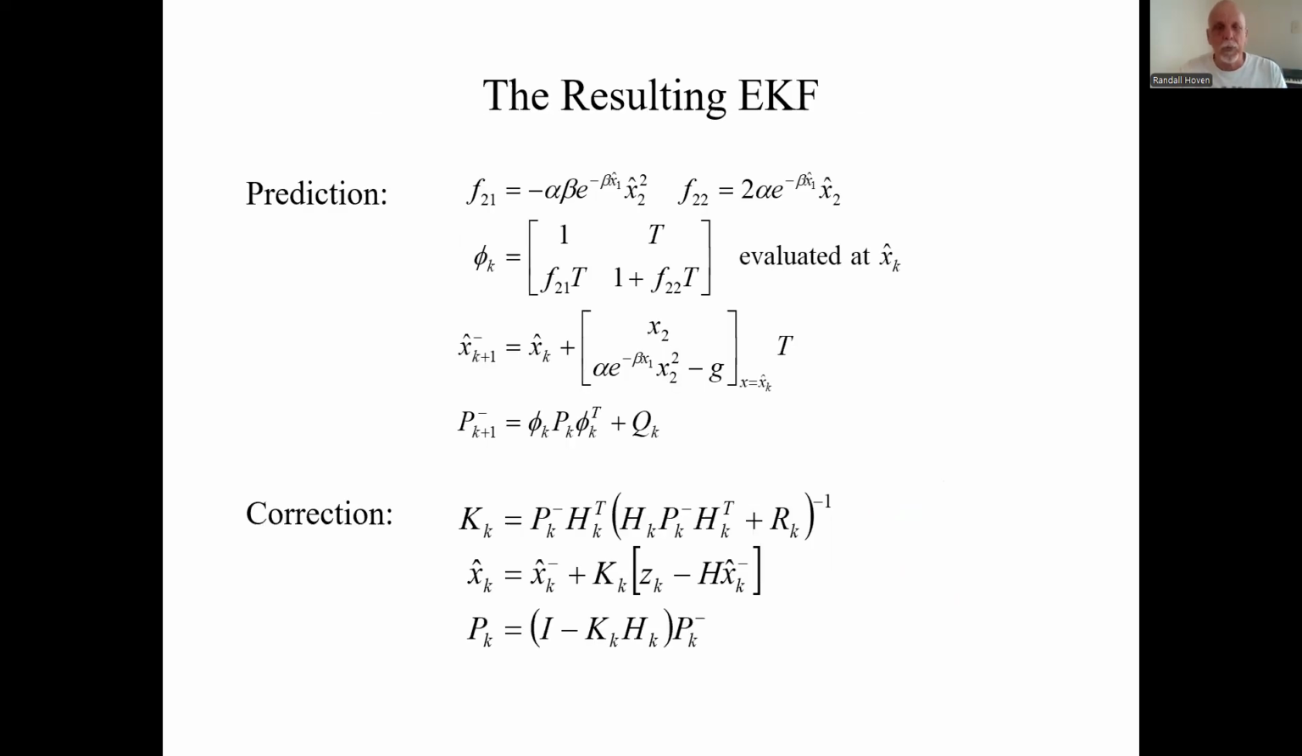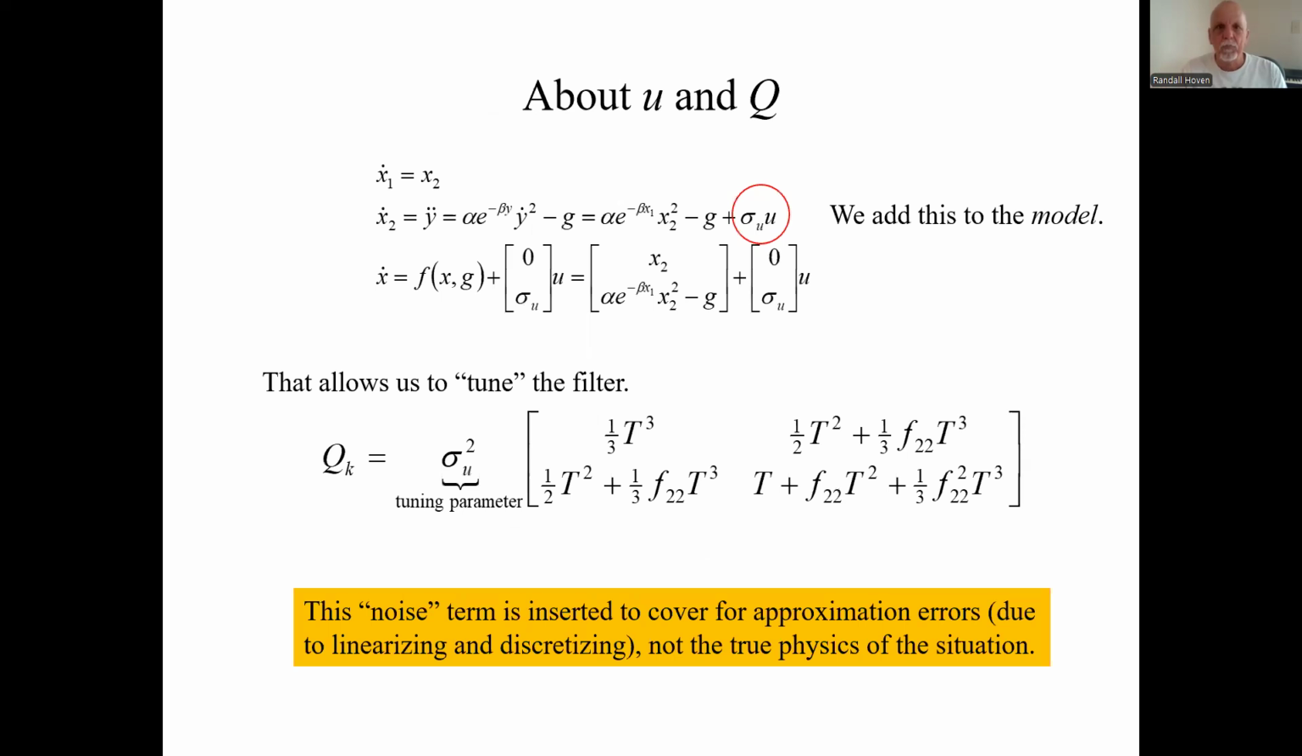We went through how to come up with the resulting extended Kalman filter. Here's the equations. Either we would calculate or a computer would calculate. And what happened next was simulating this. We simulated truth so that it was like true truth. It followed those physics precisely with no process noise. And I'm going to say we added this to the model so that we could tune our filter.